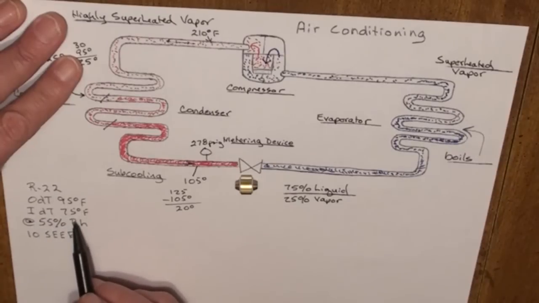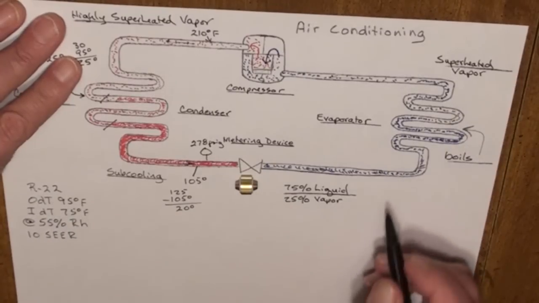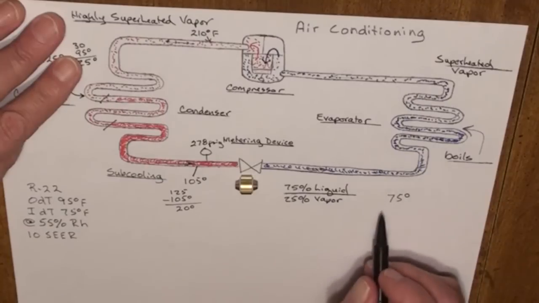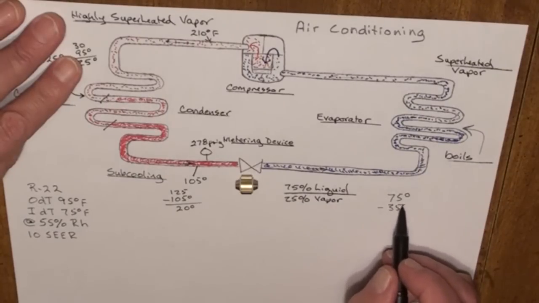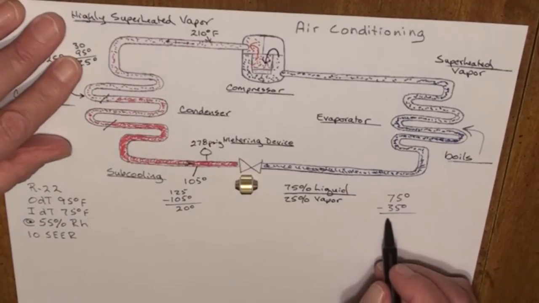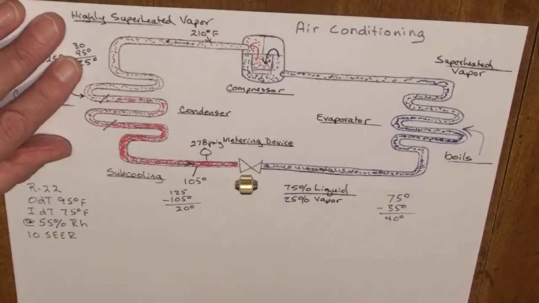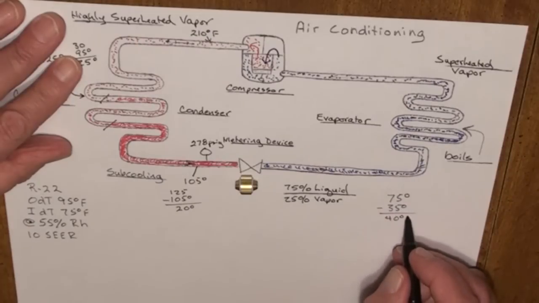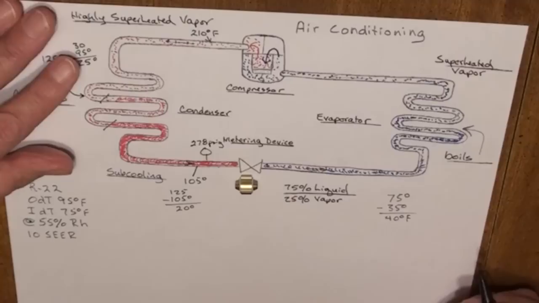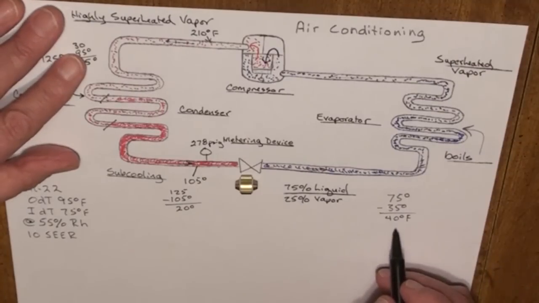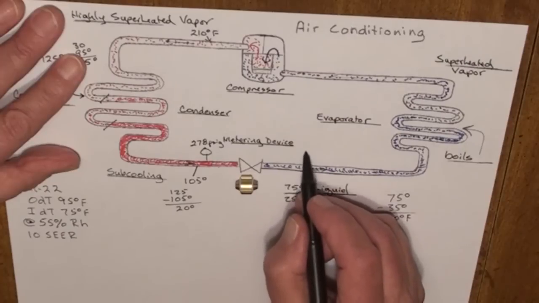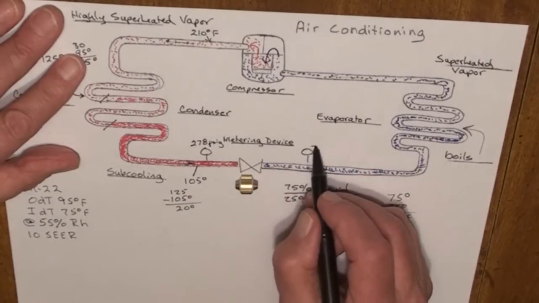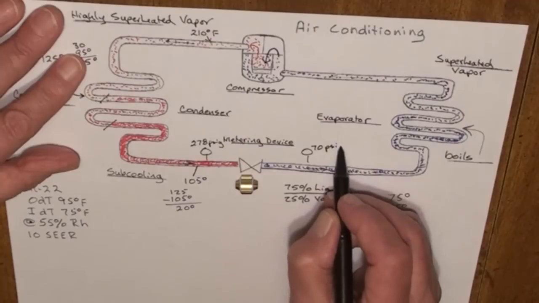With a 75 degree indoor temperature, I can subtract 35 degrees, and that will give me a 40 degree operating temperature. All the refrigerant is boiling at 40 degrees Fahrenheit. And I know it's going to boil at 40 degrees Fahrenheit because if I attach my low side gauge, I would see that it's operating at approximately 70 PSIG.